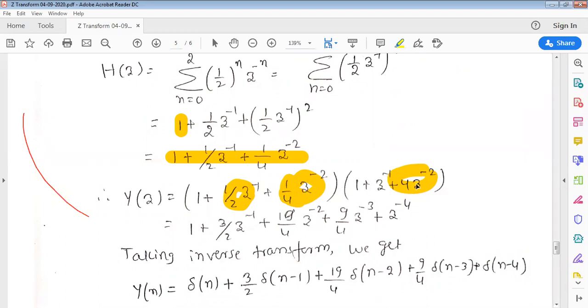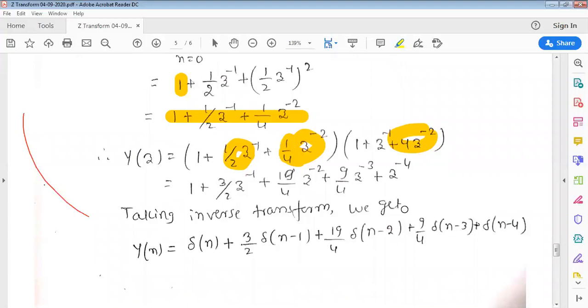So only one term gives you 4 into 4 gets cancelled. Z raised to minus 2 into z raised to minus 2 gives me z raised to minus 4. So this is your final Y of z. So obtain y of n.